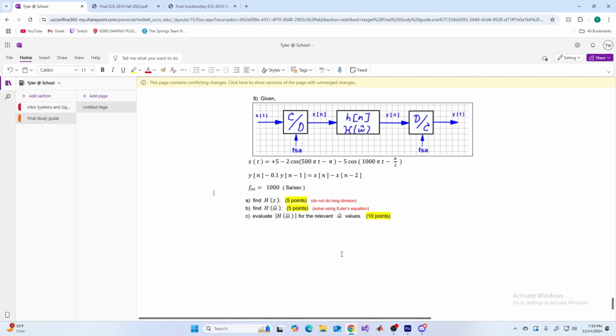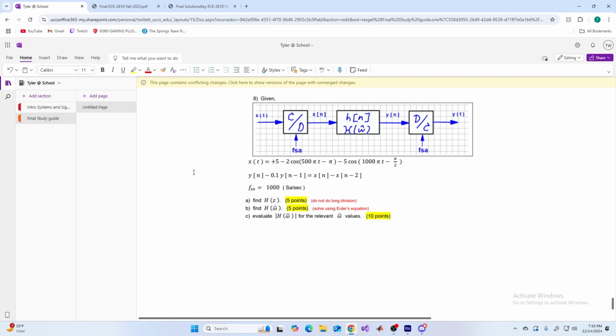Given some x sub t, y sub n, and some sample frequency, find h sub z, h sub w hat, and then evaluate the h w hat at relevant w hat values. So I already covered how to turn this into x sub w hat, so I'm not going to cover that. If you need help with that, please watch my previous videos.